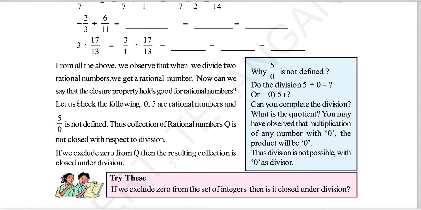Why is 5 by 0 not defined? Do the division, 5 by 0. 0 here, 5 here. Can you complete the division? Yes or no? What is the quotient? You may have observed that multiplication of any number with 0, the product will be 0. Thus, division is not possible with 0 as divisor.